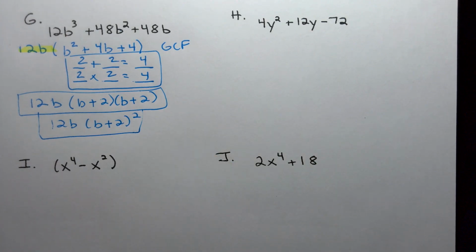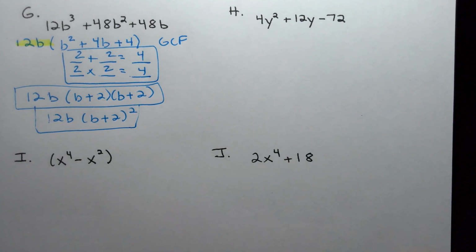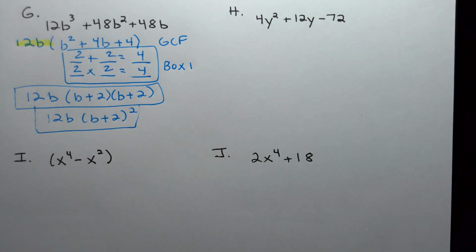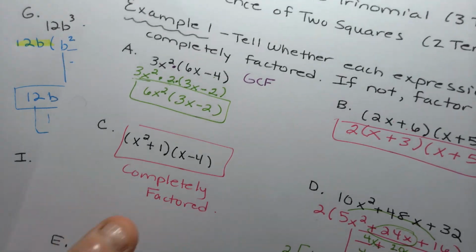All right, then we have another trinomial here. Again, first step, always, always, always GCF. I didn't add box 1 here. Almost all of these have a couple methods, unless it's completely factored. Didn't we have one of those? Yeah, this one.